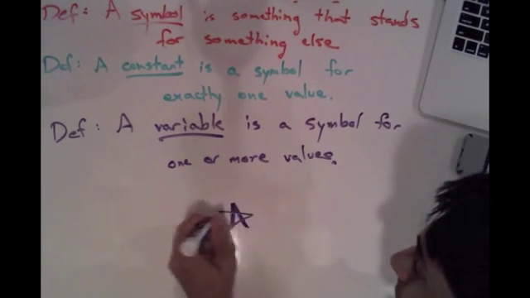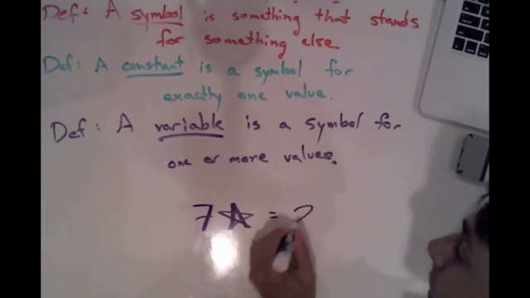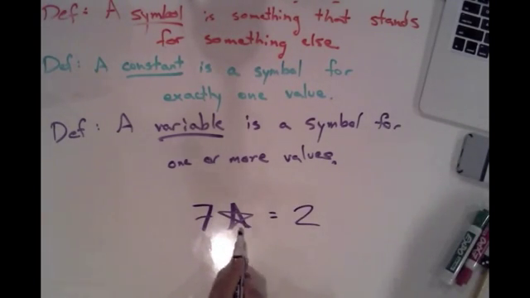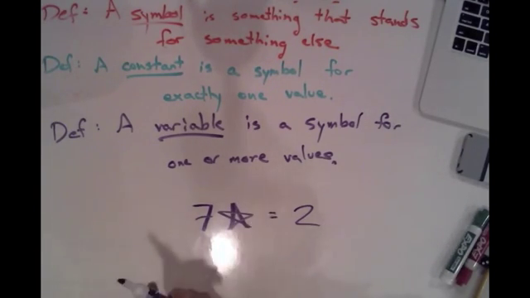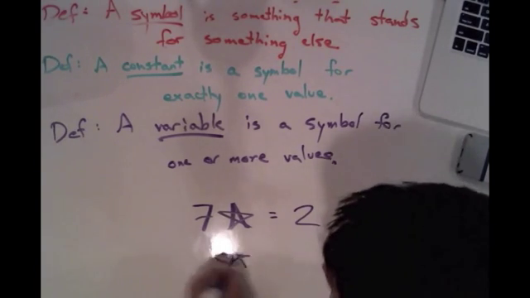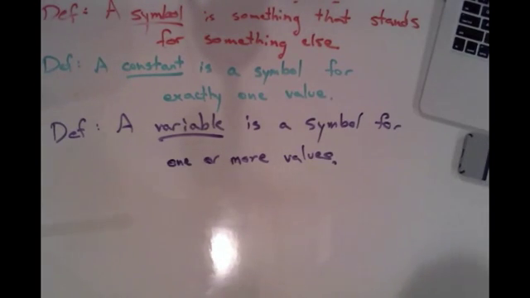So maybe I'll use a star, and I'll put it in some equation. Well, the star is a symbol, and it stands for one or more values. Let's see what value it stands for. So divide both sides by 7. All right, star equals 2 7s. So star actually ended up standing for 2 7s. Star is a variable. Let's look at an example where a variable could take on many values. After all, that's what's special about variables. They can take on many values.